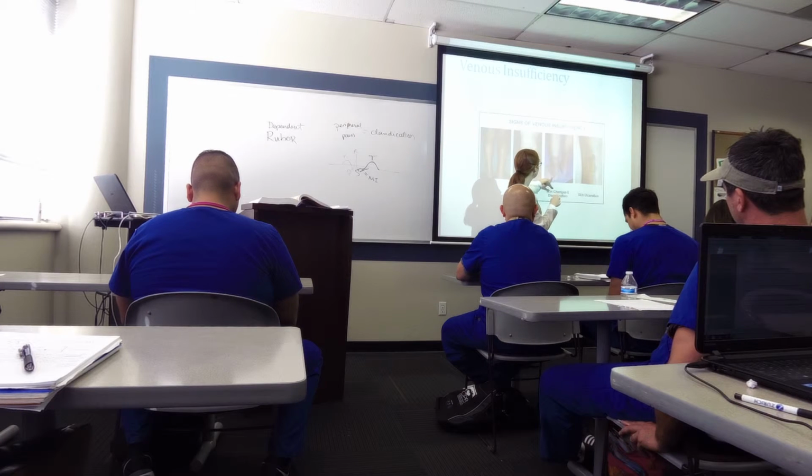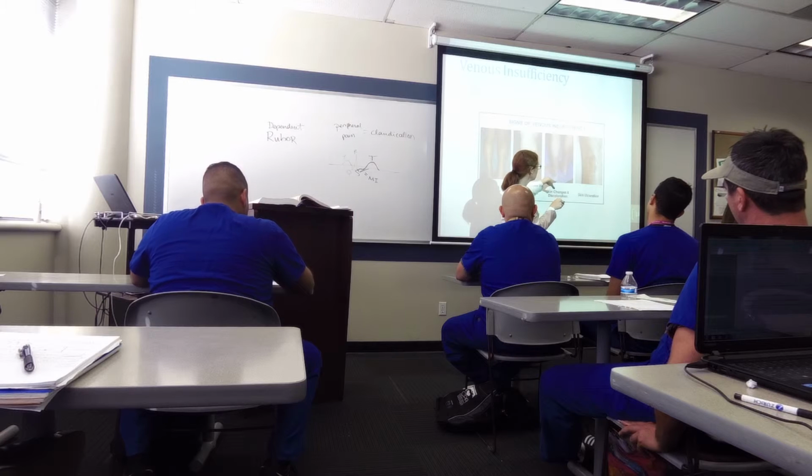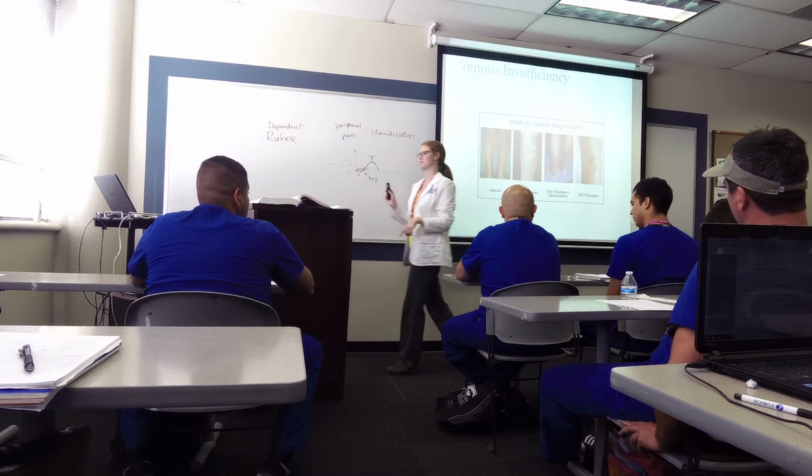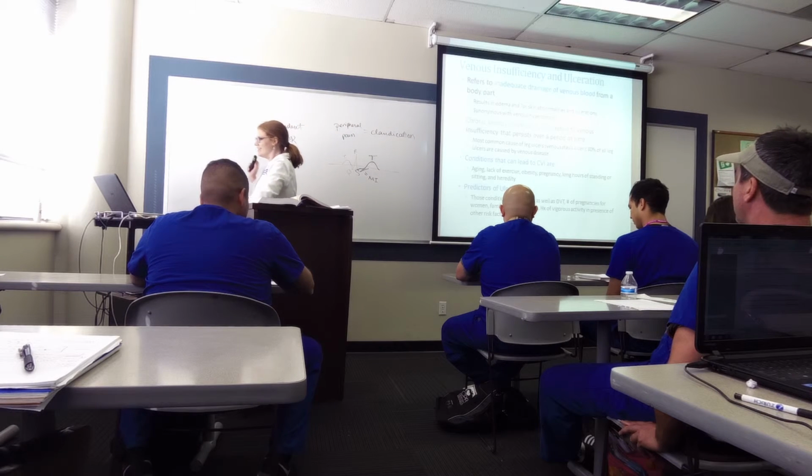Here, again, it's really hard to see, but this is dryness and the hemosiderin stains. And this is an example of a venous ulcer. In children, they get much worse.